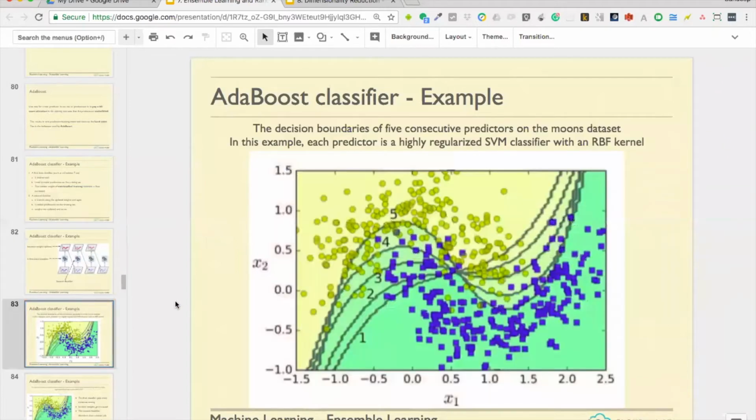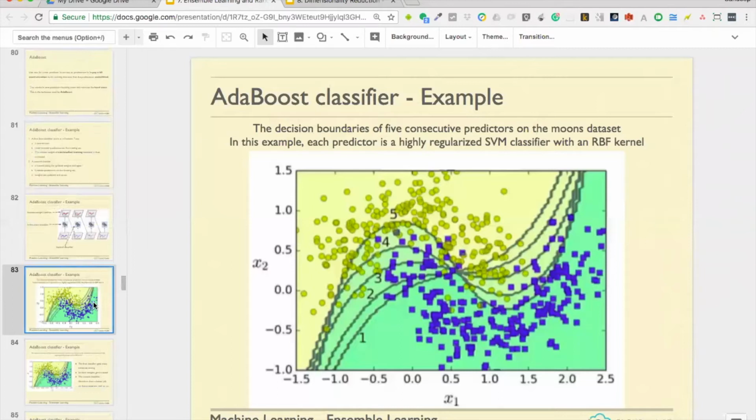So these are the decision boundaries of 5 consecutive predictors on the moons dataset in this example, where each predictor is a highly regularized SVM classifier with an RBF kernel, the one that we went through earlier. Here you see that there are 5 predictors, 1, 2, 3, 4, 5. The fifth one is doing a really good job. The first one was underfitting, the second was less underfitting, the third further less, the fourth even less, and so on. So the fifth one is doing a very good job by basically doing less underfitting.